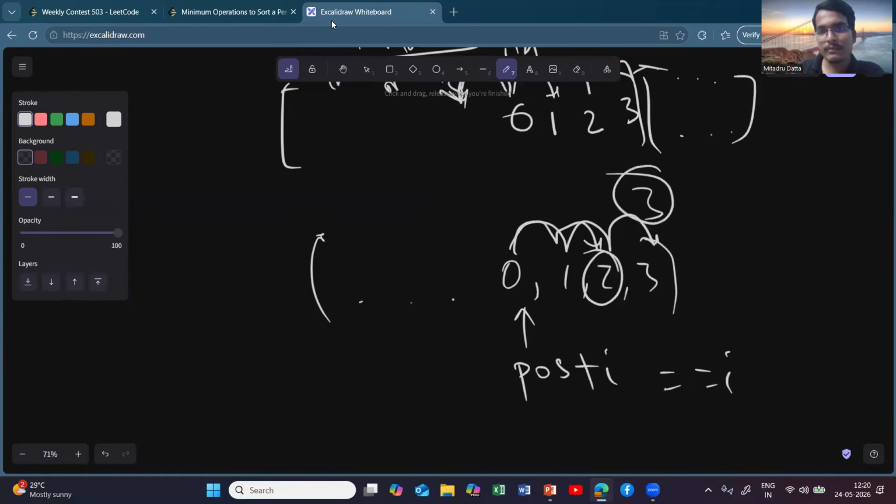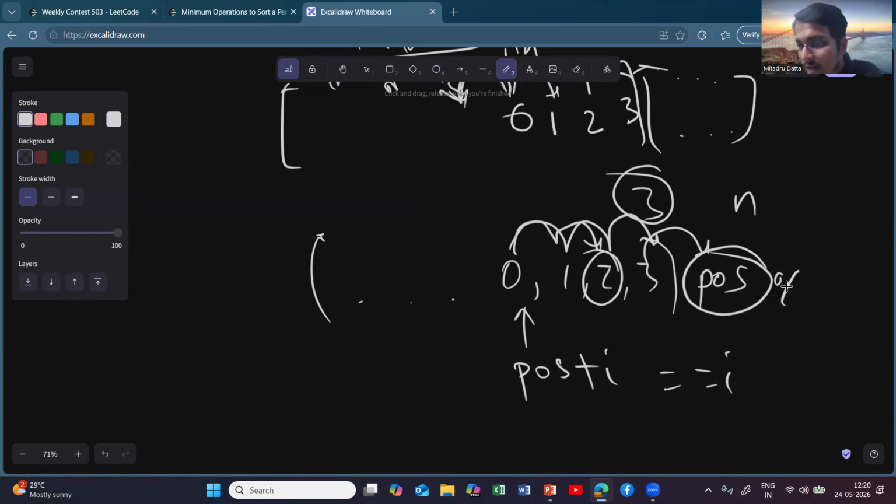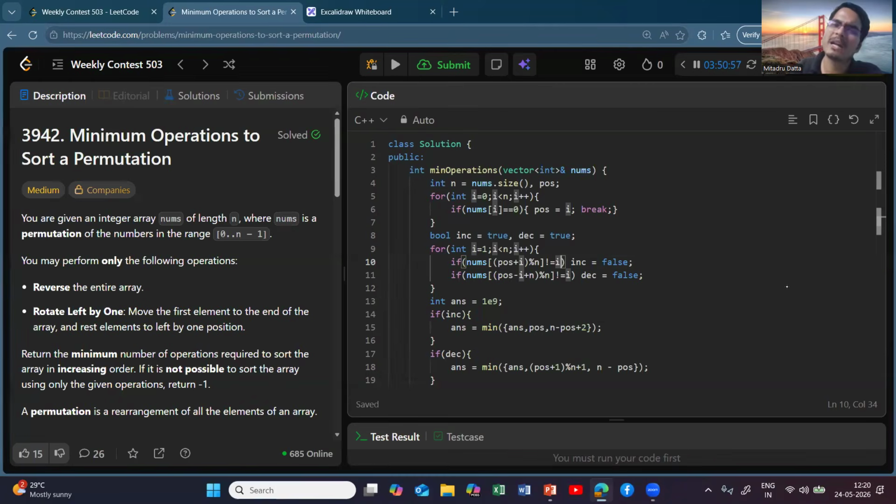And if you go to the last element, the position will add up and overflow the value of n. That is when you do the modulo, because n modulo n will be 0 and it will help you go to the first index. I hope that much you can understand easily. And that's why if nums of position plus i modulo n is not equal to i, then increasing equals false, because it should always be equal to i, then only this true case is valid. Otherwise you take it to be false.